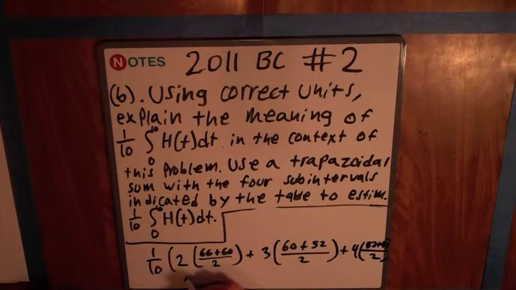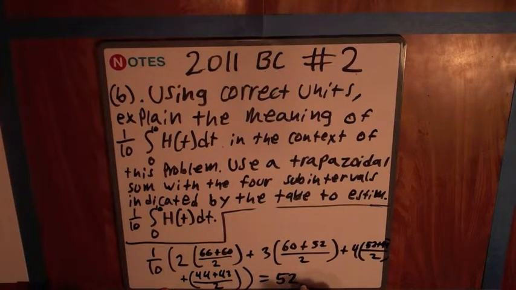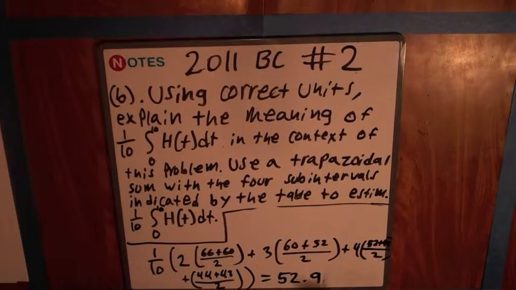continuing down here, plus 44 plus 43 over 2, which, using your calculator, will give you 52.95.